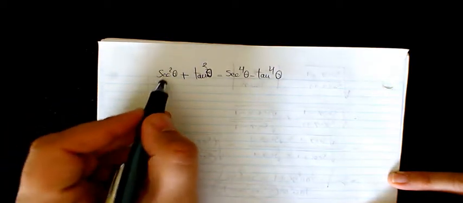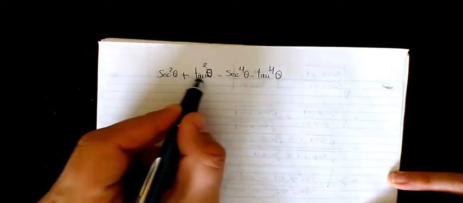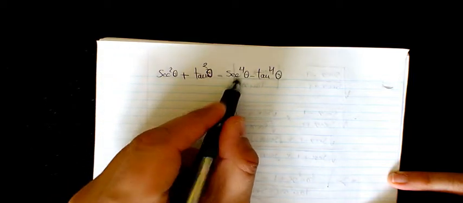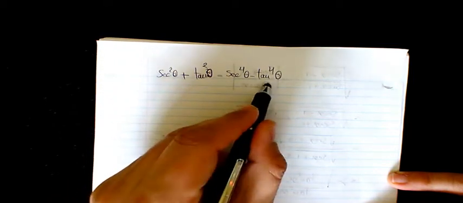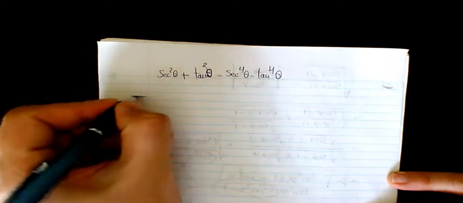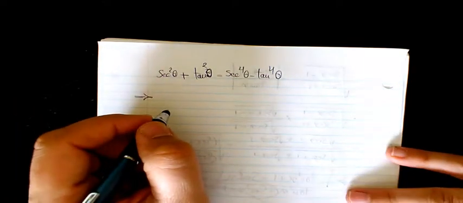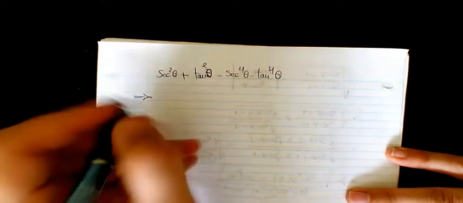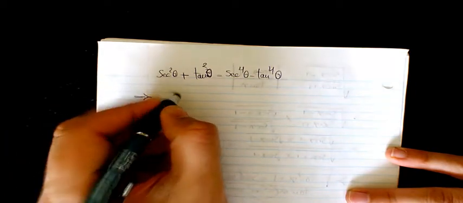In this example, I have secant squared theta plus tan squared theta equals secant to the power of 4 theta minus tan to the power of 4 theta. So the first thing I can do is start from the right hand side. It looks more complicated.